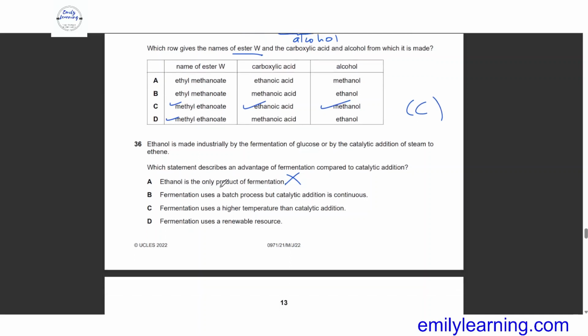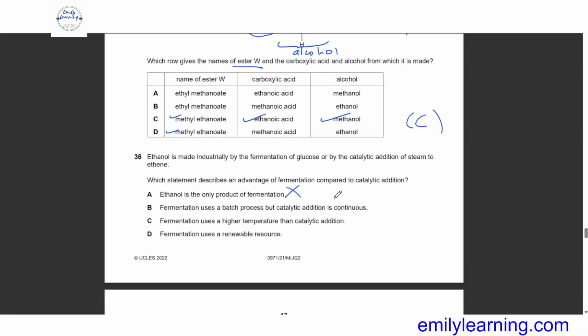Next, fermentation uses a batch process, but catalytic addition is continuous. It doesn't tell us why it is an advantage, although this could be true. Okay, next, fermentation uses a higher temperature than catalytic addition. This is definitely wrong. Fermentation must be at a temperature lower than 40 degrees Celsius because you're using yeast. But catalytic addition, you're going to heat it to high temperatures above 170 degrees Celsius. So this is not true.